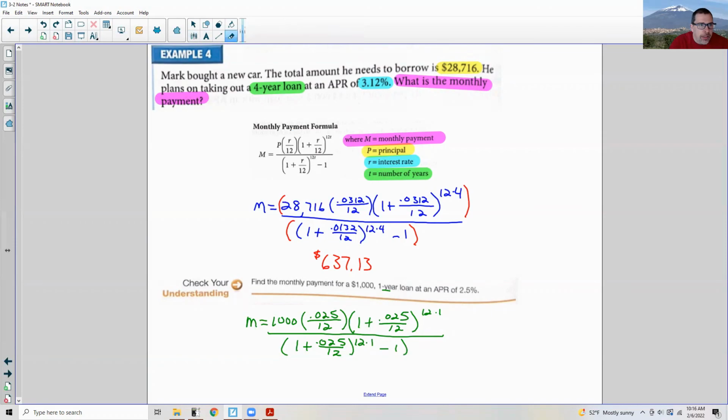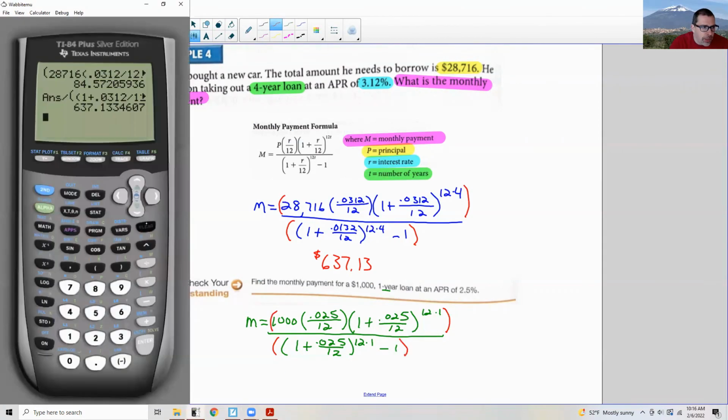Okay. Actually, let me get rid of this. So here's the formula. And let me just change colors. We're going to put this in parentheses for the numerator. We're going to put this in parentheses for the denominator. So here we go. So it's 1,000 parentheses, 0.025 divided by 12. Close those parentheses, open new ones, 1 plus 0.025 divided by 12. Close the parentheses, to the power of 12 times 1 is simply 12.